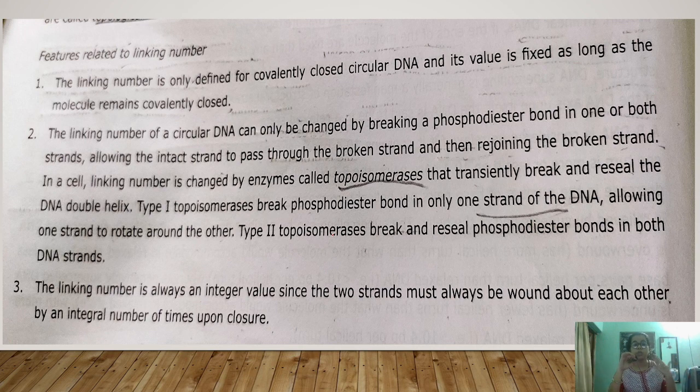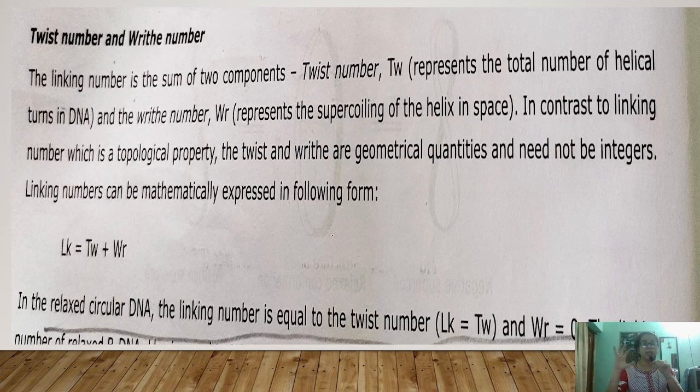So this linking number is mainly changed by the enzyme topoisomerase. Topoisomerase is of two types: topoisomerase 1 if there is a single strand break, and topoisomerase 2 if both strands of the phosphodiester bond need to be broken. Linking number is majorly defined by the number of twists, that is, the helical turns.